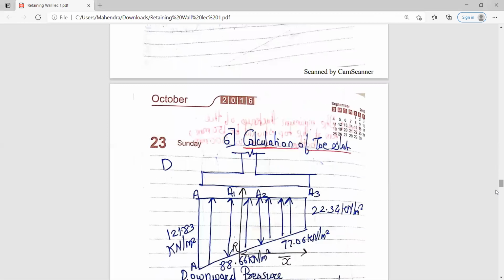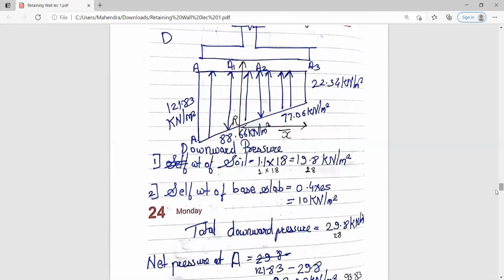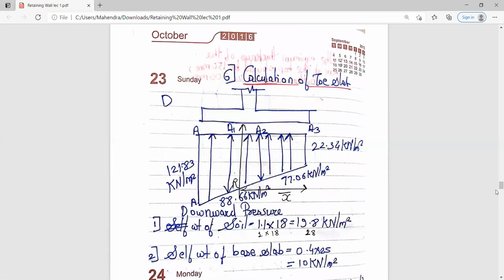So for the toe slab के लिए already we had calculated all the distances P1, P2, P3 and P4. So P1 आया था हमारा 121.83. P2 we had got that is 22.34. P3 we had got that is 77.06 kilonewton per meter square and P4 हमें मिला था 88.66. So that's what we have drawn in the diagram.